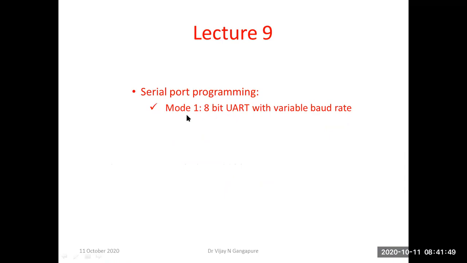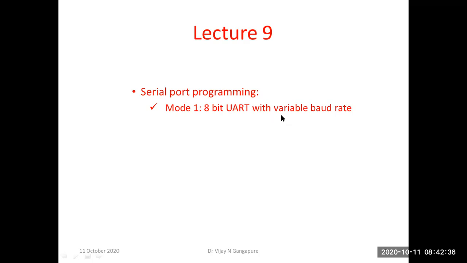That means in this mode we can transmit or receive data serially by using asynchronous reception transmission mode, in which the number of data bits transmitted at a time will be 8 bits. That is, 1 byte of data will get transmitted or received. So it is called the 8-bit UART mode. And we can do this with variable baud rate. That means we can set the baud rate as per our requirement to one of the standard baud rates if we have used a crystal of 11.0592 megahertz.